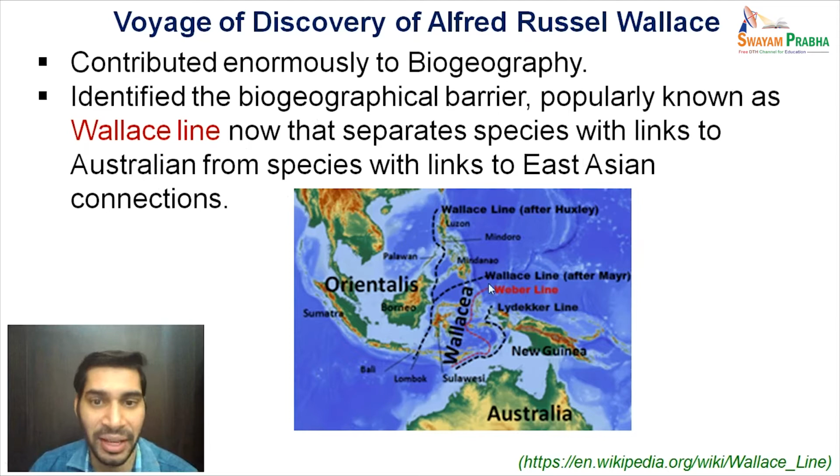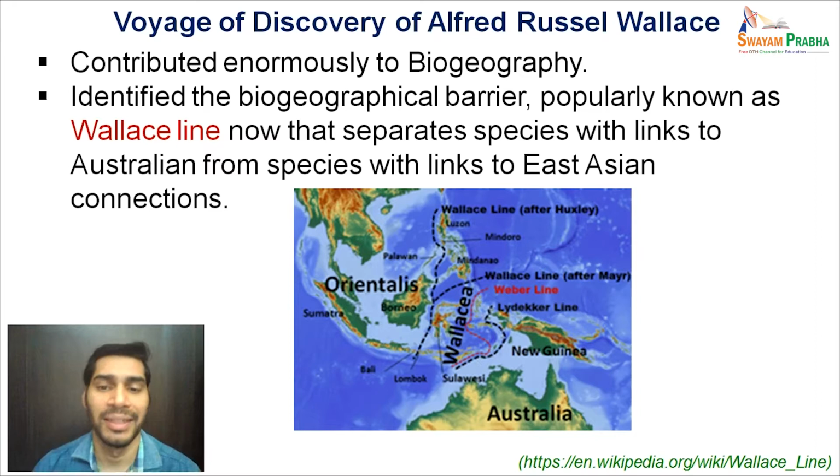Here, if you can see, this is the Wallace Line, which separates the Asian or Oriental region from Australia. As you can see, there is the Wallace Line by Huxley. There was another Wallace Line, the redefined one by Mayr. There is another line called the Weber Line, and so on. The in-between area is called Wallacea, which has unique fauna. This is just to give you a brief idea about the contribution which Wallace made during his voyage.